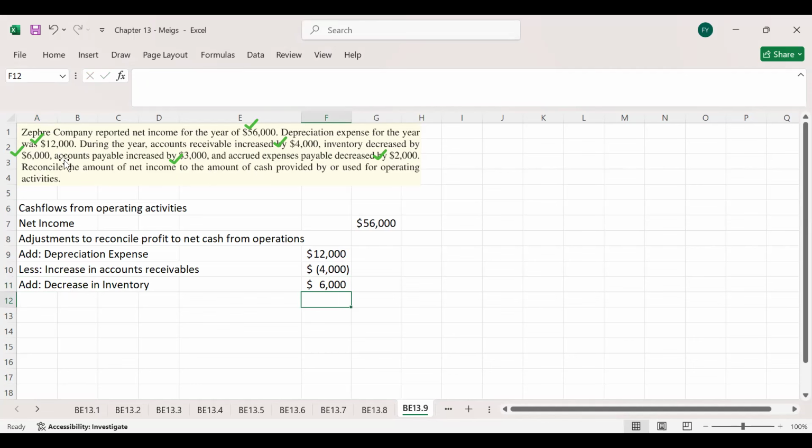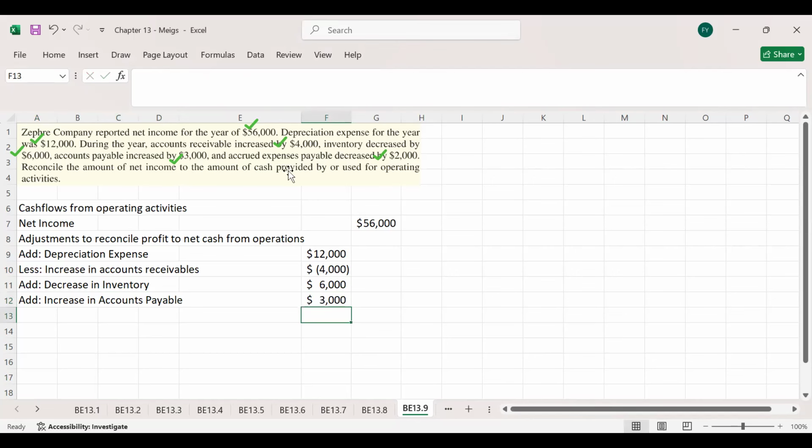And then accounts payable is increased. So liabilities have a direct association with cash flow. As the liability is increased, we are going to add it, increase in accounts payable. How much? 3,000. So we are going to add this 3,000.